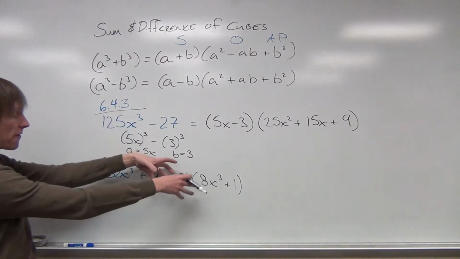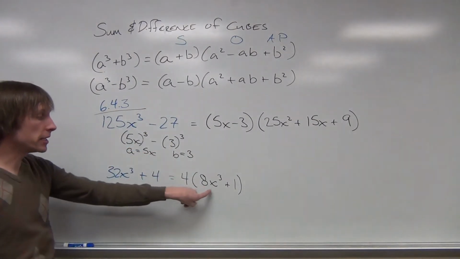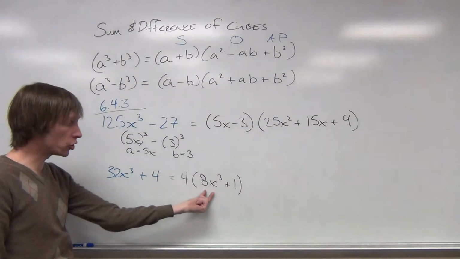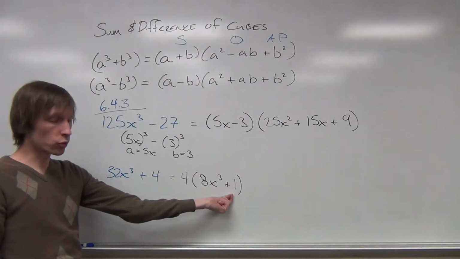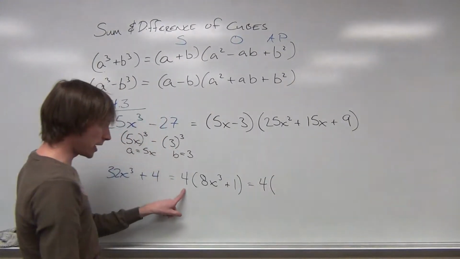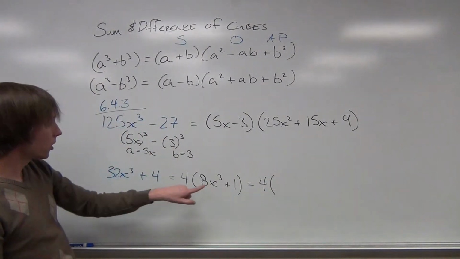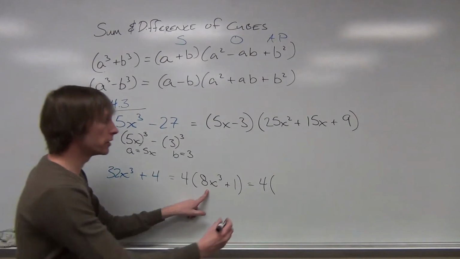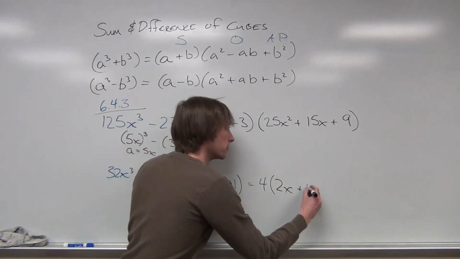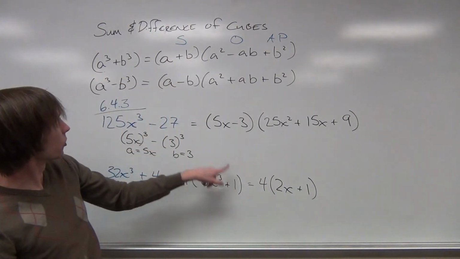In this case, I factor it out now. That leaves me now with a sum of cubes. This is 2x times 2x times 2x, and this is 1 times 1 times 1. So we will then rewrite this as 4 on the outside times the cube root of 8x cubed, which is 2x. The cube root of 1 is 1. All right? So same sign.